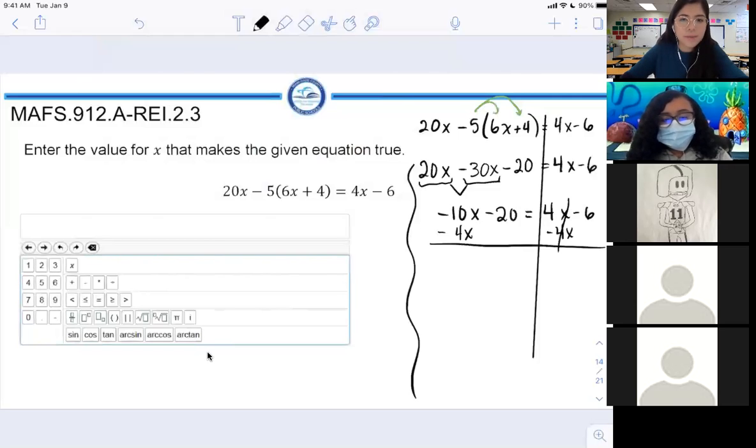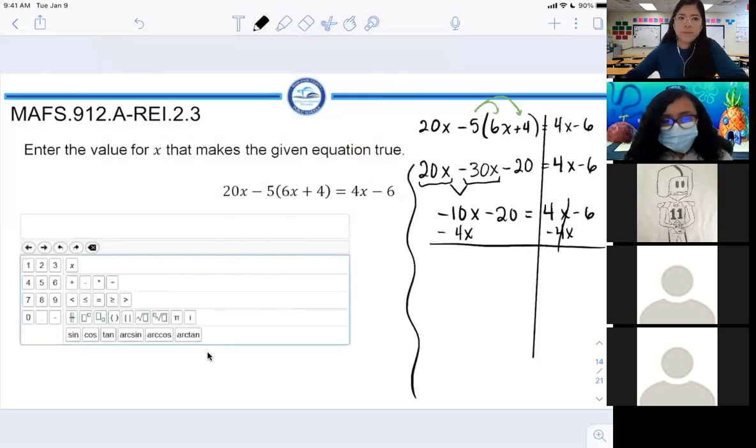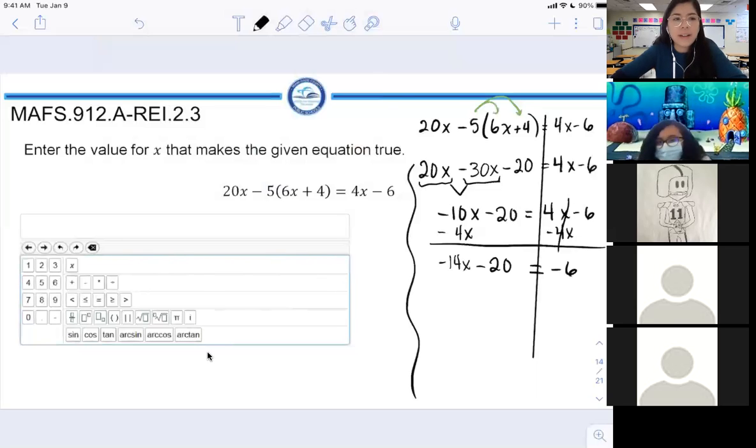Good, Janelle, negative 14x. Be careful, Jalen, because we're adding two negatives together, basically. We're doing negative 10 plus negative 4, or we're subtracting, so it gets more negative. Okay, that's why we're reviewing. All right, now what?